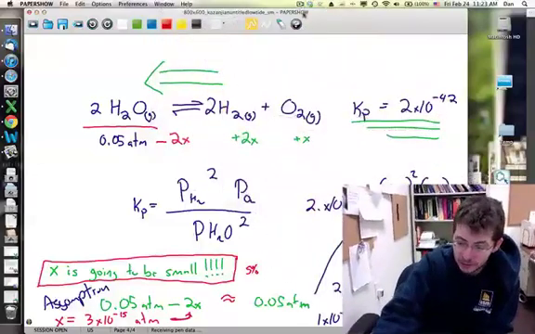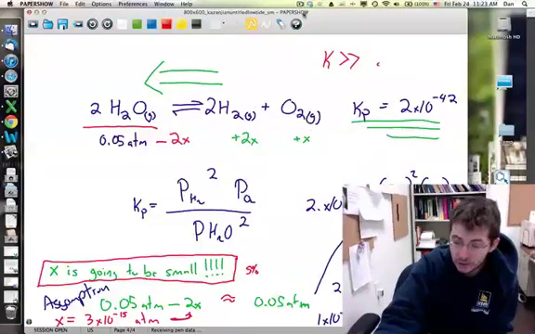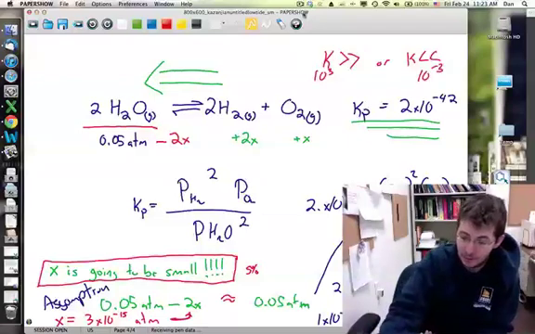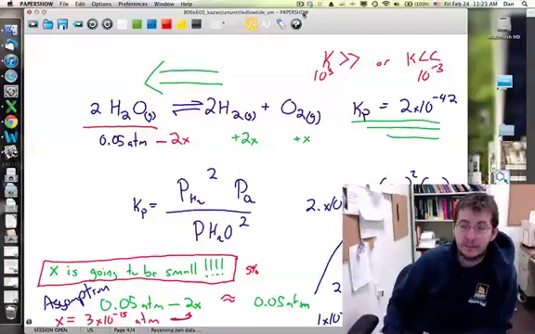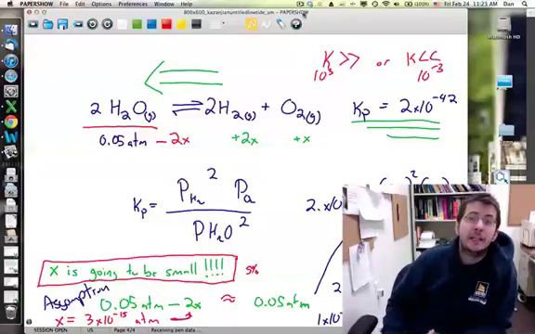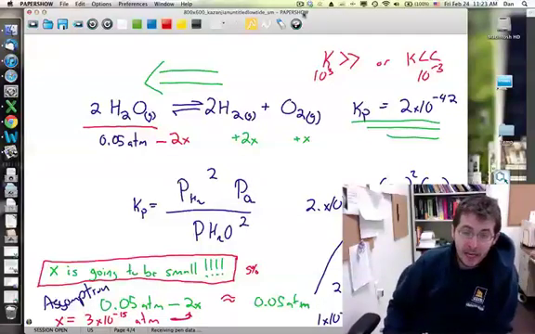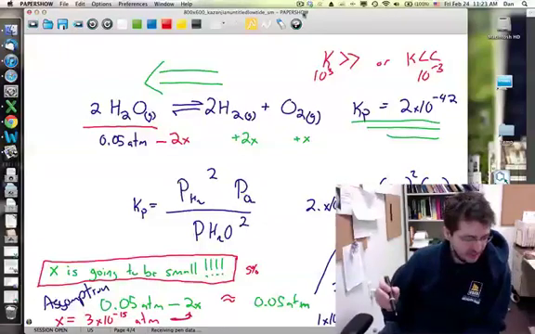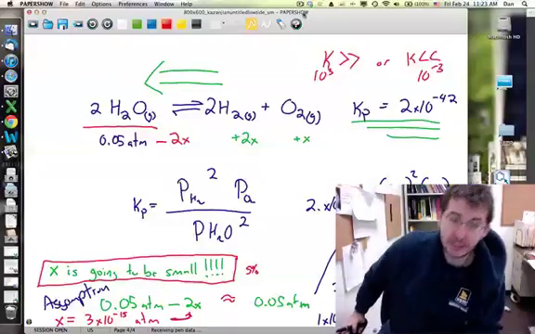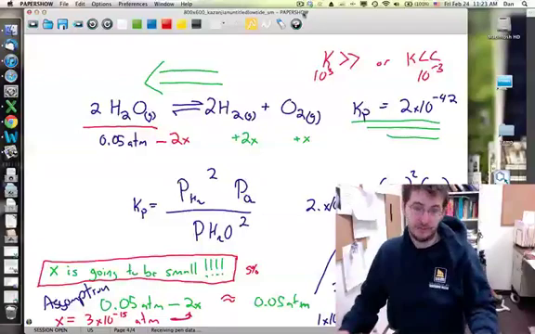So where this is useful is when K is very, very large, or when K is very, very small. And by very, very small, we're looking at 10 to the third, 10 to the negative third, or so. In those ranges, the equilibrium constant values are sufficient that the change is predominantly one side or the other. We will use this example over and over and over again when we get to acids and bases. So this assumption is very powerful for us.